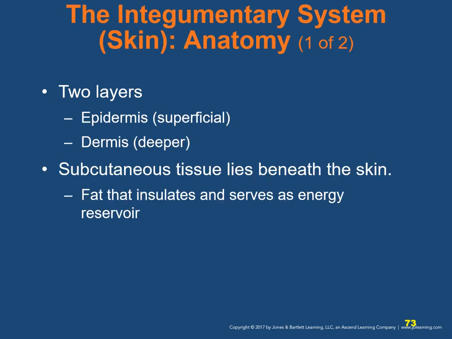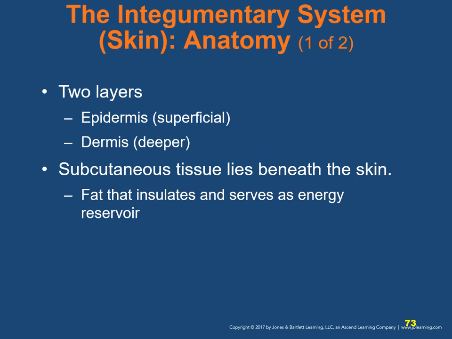Now we're going to discuss the integumentary system or skin system anatomy. There are two layers of skin. You have the epidermis, which is superficial and is sealed to form a watertight protective covering. It varies in thickness in different areas of the body and is composed of several layers of cells. You have the germinal layer, which produces new cells, the stratum corneum layer, which is the surface layer of dead cells, and skin cells are constantly being replaced.